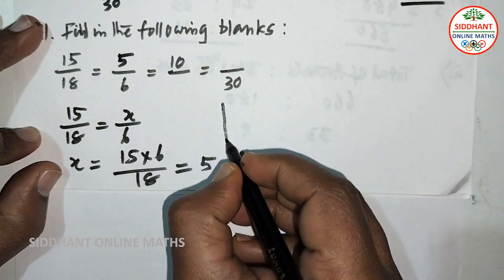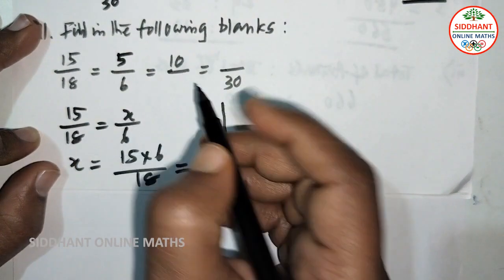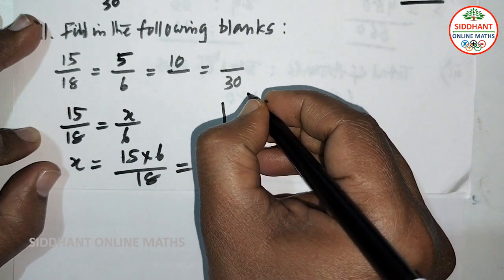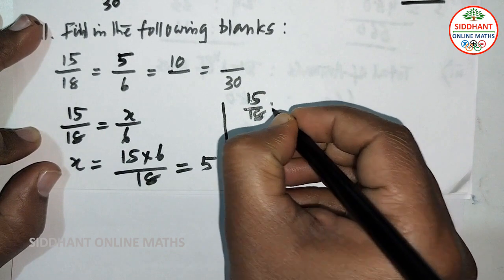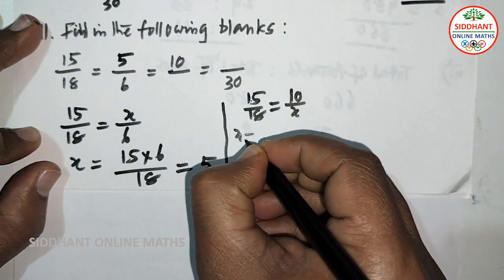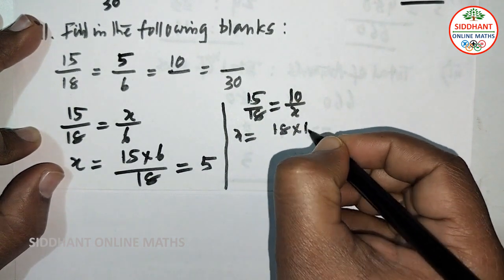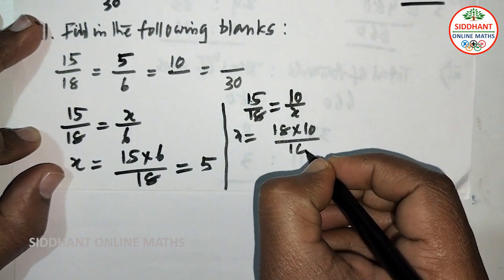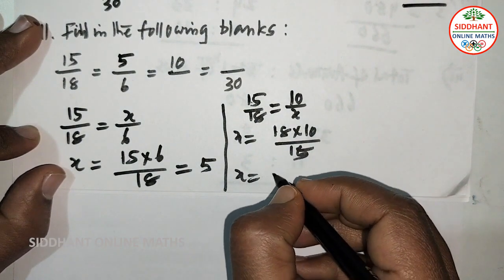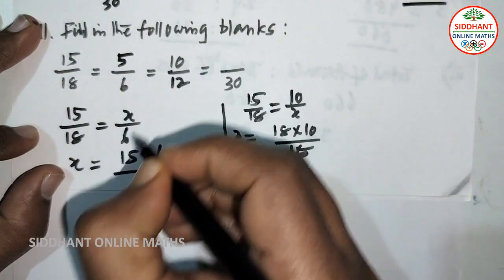Next we are going to say 15 by 18 equal to 10 by x. Then x is equal to 18 into 10 by 15. Then x is equal to, we are going to see 12 here. So in this blank we are going to write 12.